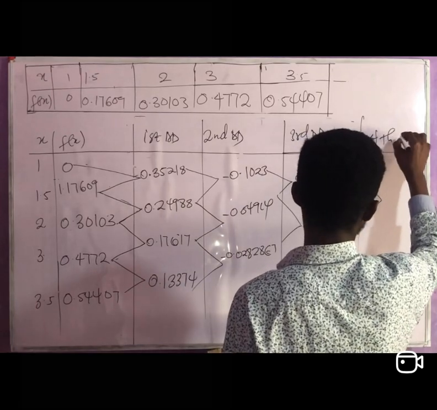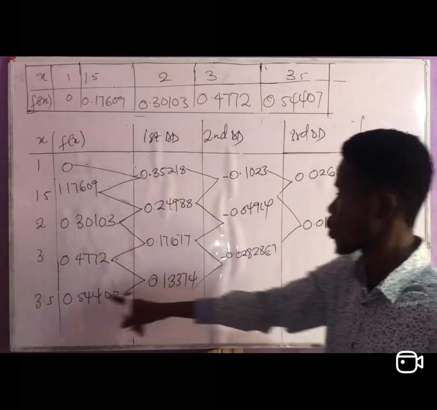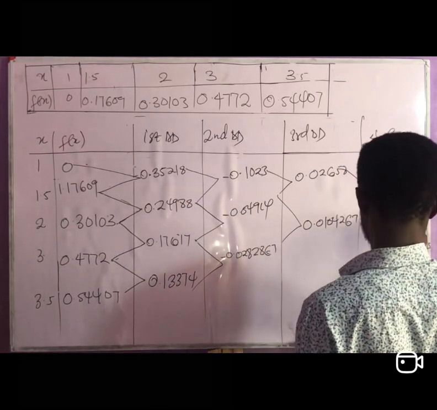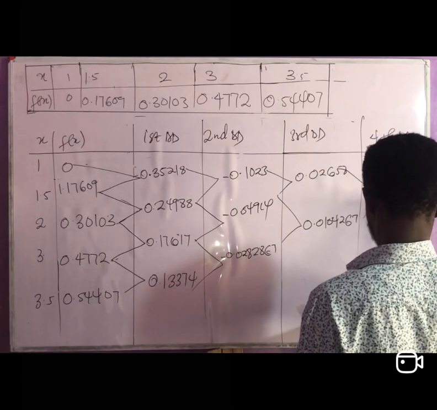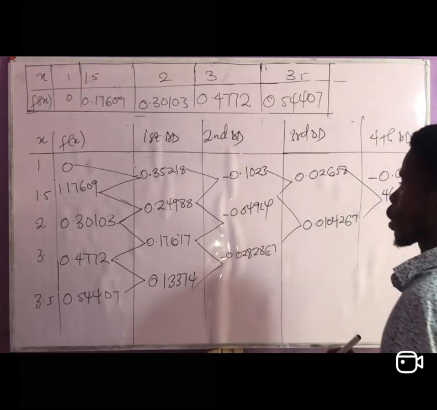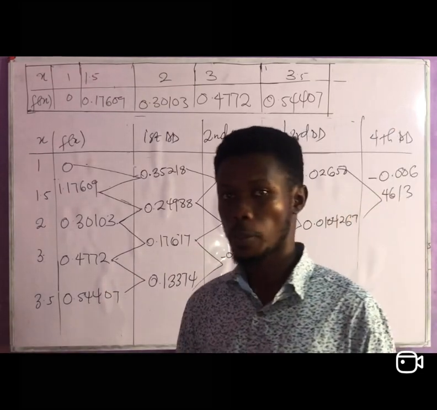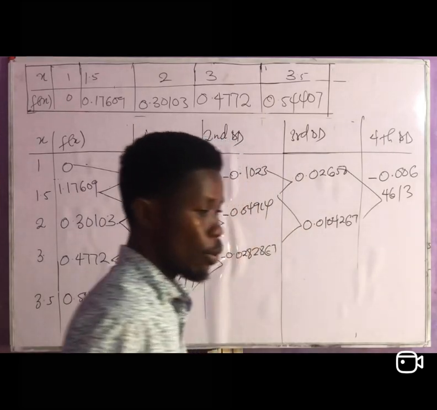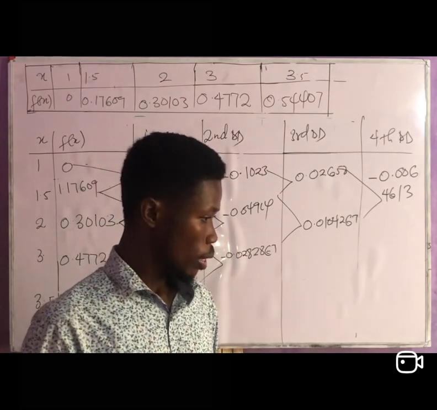The last one will be the fourth divided difference. It will be the difference of this, and if you trace this one, it will end here. So the difference will be 3.5 minus 1, and you subtract this one over that. And if you do it, you are getting negative 0.0064613. Is that okay? Please, the question says you should leave our answers in 7 decimal places, so those that are more than 7, you have to reduce to 7. So now this is the table that we have. We are asked to write P3 of x and P4 of x. So now let's do that.